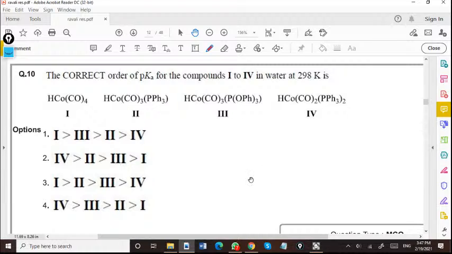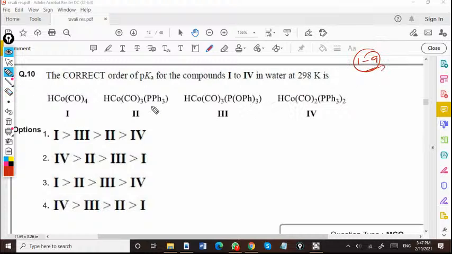Hello everyone. In the last session, we saw the questions and their solutions of the 2021 IIT JAM chemistry problems. I discussed questions 1 to 9, and here is the 10th question onwards.